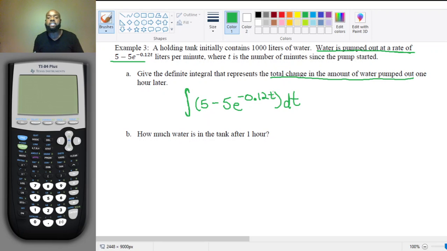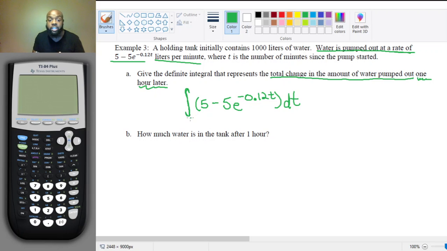Now, notice this is a function of t. Our derivative is a function of t, and it's given in liters per minute, and t is in minutes, all right? So when I write my limits of integration, it has to be in minutes. Now, I want to know how much water is being pumped out 1 hour later, right? So the pump initially holds something, and then I want to know how much is left. I want to know how much is being pumped out 1 hour later.